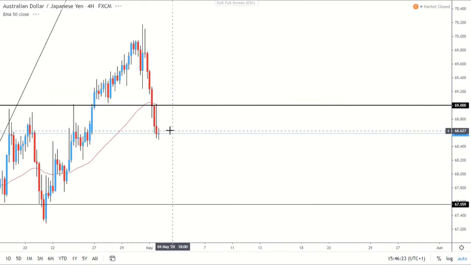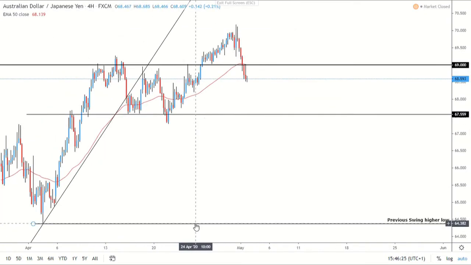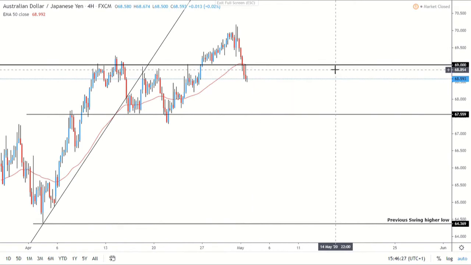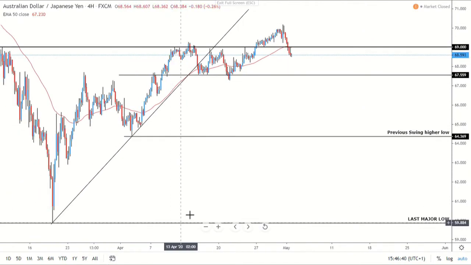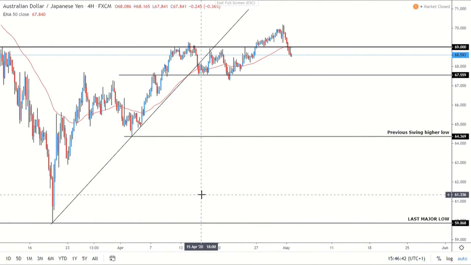On the 4 hour, we can see that price has broken a nice key level of 69, which is a psychological level. So now we've broken below that, broken below the 4 hour 50, and then retraced and retested both of them. I'm looking for this to continue to the downside, and there's quite a lot of downside potential here. So AUD JPY looks very nice.